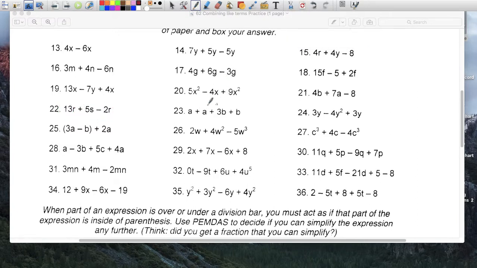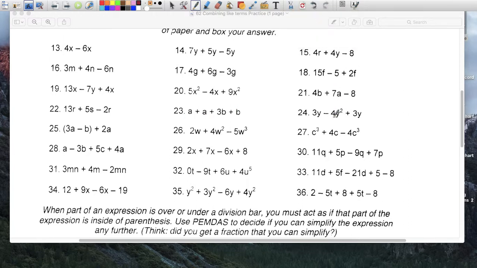23. I can add the a's and the b's, so a plus a. So this one I don't have to circle anything because all my like terms are next to each other. But I can add a plus a, and remember in front of every variable there's a little 1 there, so 1a plus 1a, that's 2a. 3b plus b is 4b, because in front of that b there's a 1, right? So 3 plus 1 is 4, and I get 2a plus 4b. So that's the answer for 23.